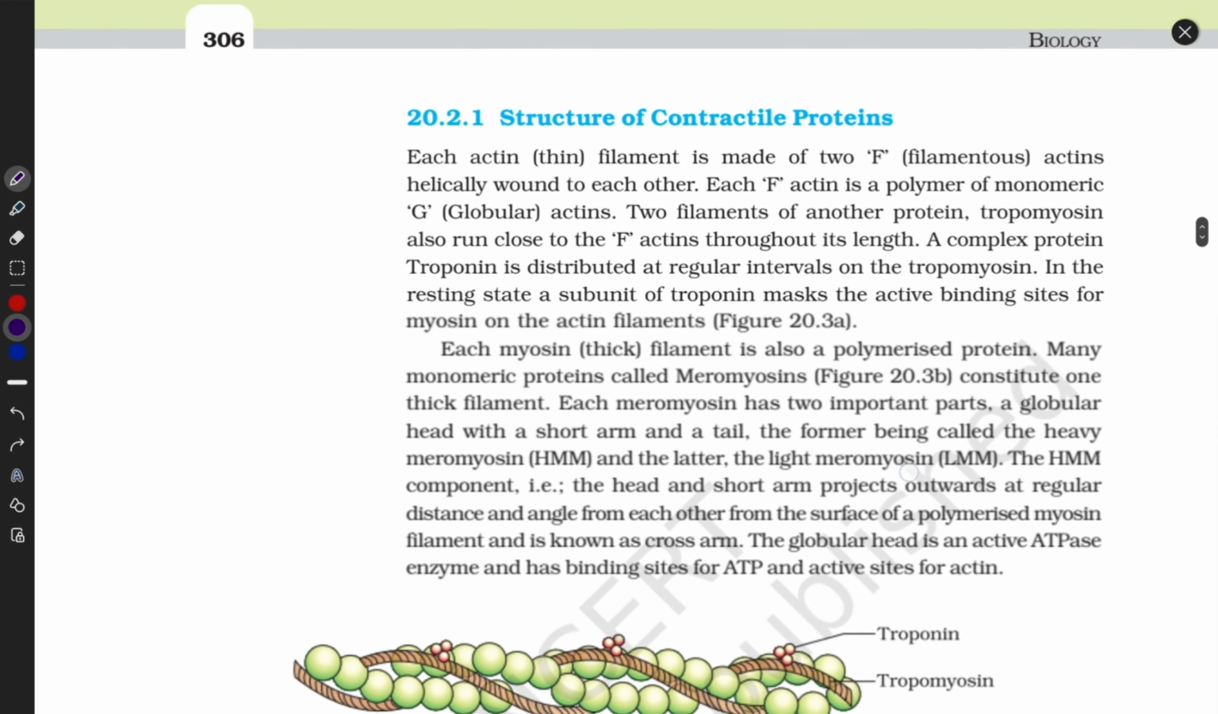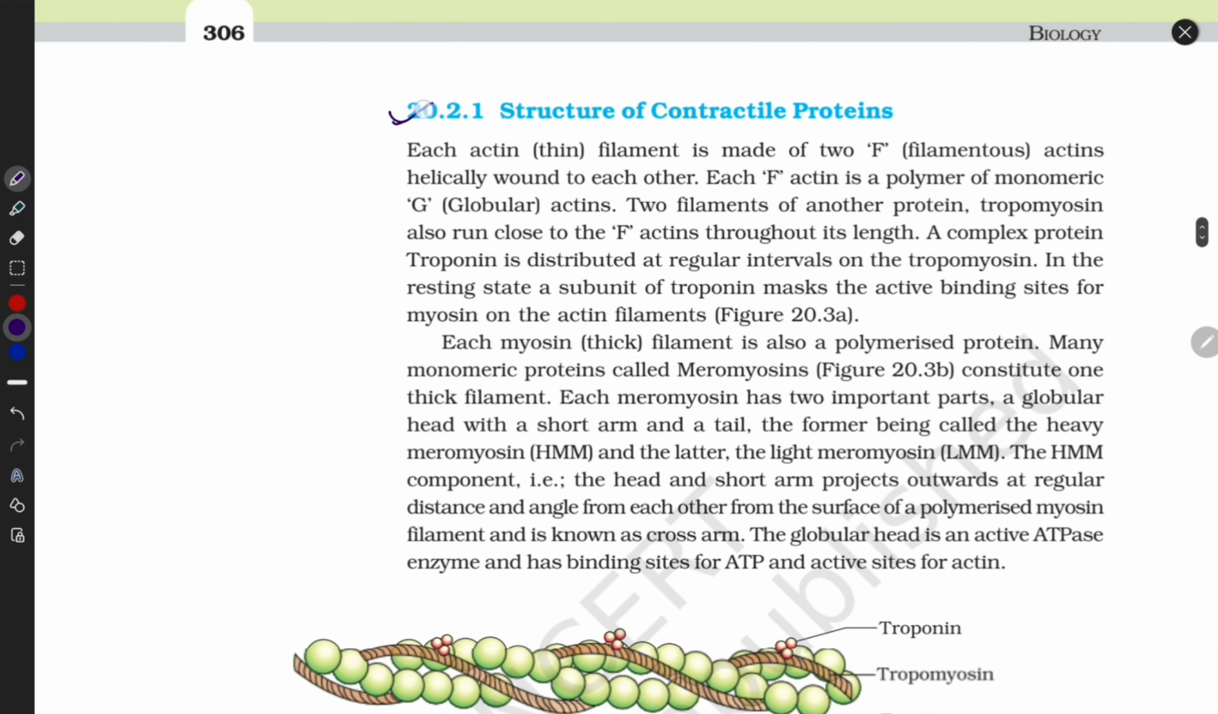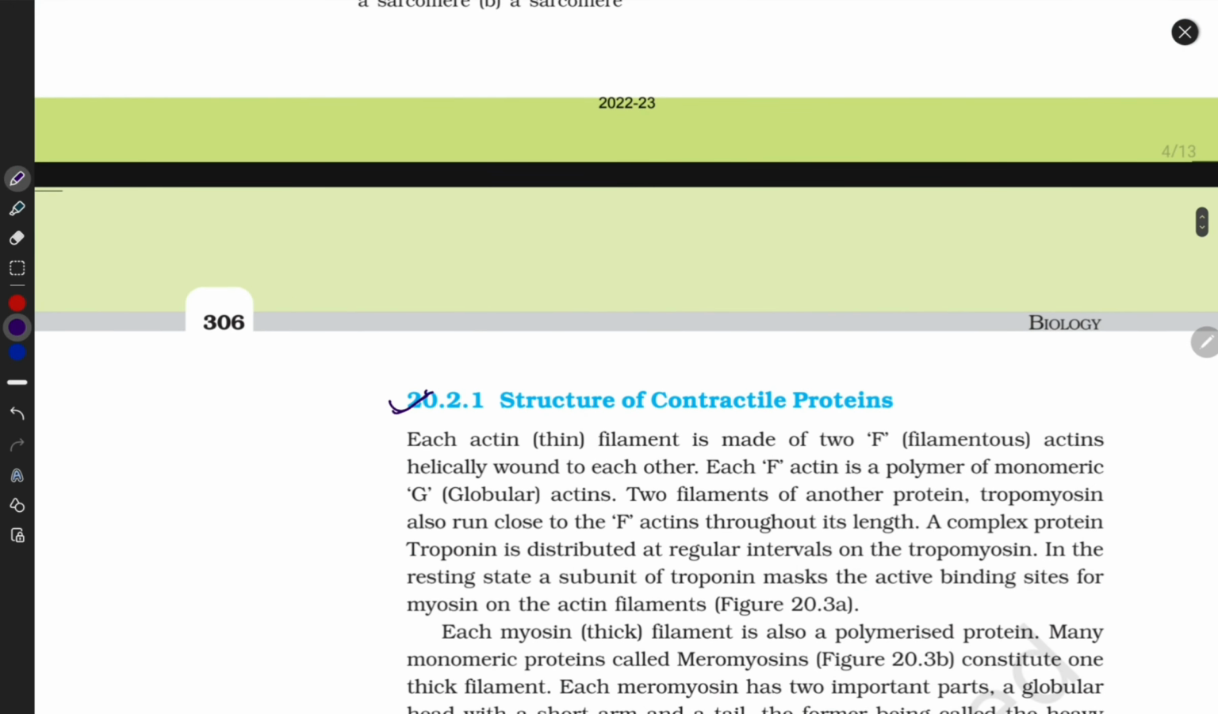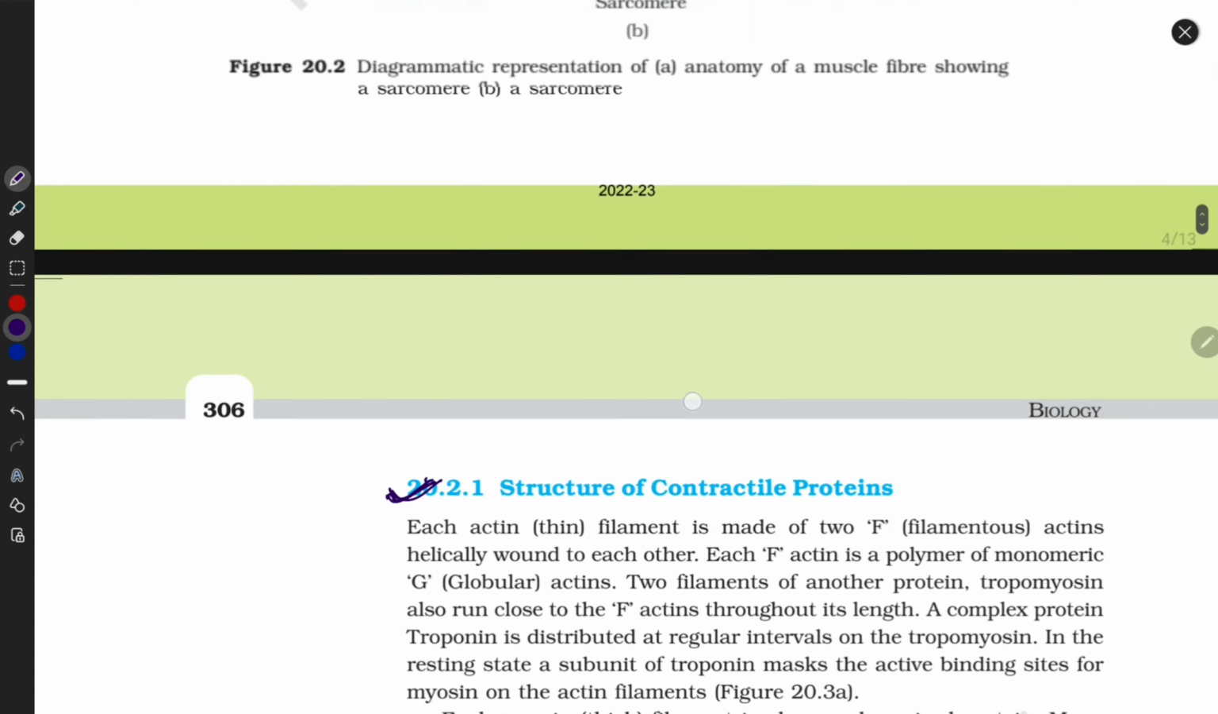Alright. Structure of contractile protein. I think we have to finish this video. The structure of contractile protein, we will study in our next video.